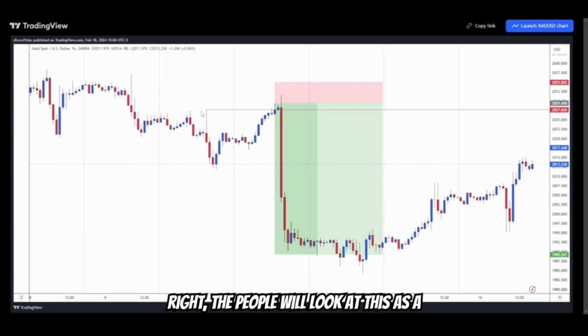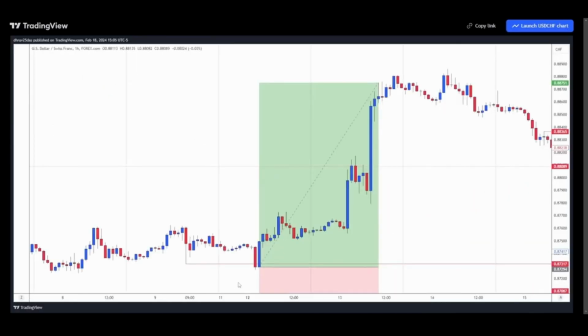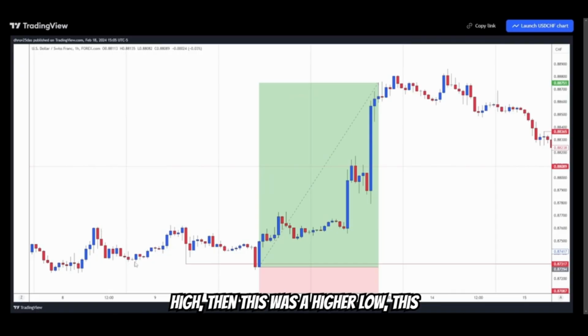The people will look at this as resistance, okay, and they will look at this low as resistance, right? And they will look at this one as support, and it will go above this resistance, and they will take a sell at this resistance. But we have to take the sell a little bit above that, okay? And this is also an example right over here. Price made a higher high, then this was a higher low, this was a higher high, and this was a higher low, and now people are expecting the price will go up.